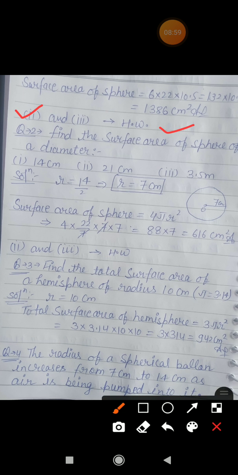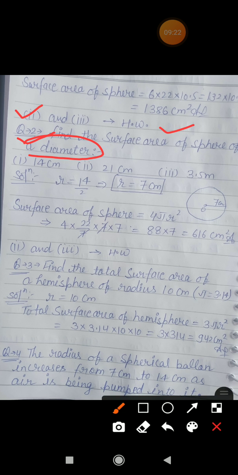Okay, now we will explain question number 2. Find the surface area of a sphere of the diameter. Here in this question you have a diameter. This question also has three parts, so we will explain only one part. The remaining two parts you have to do at home as homework.